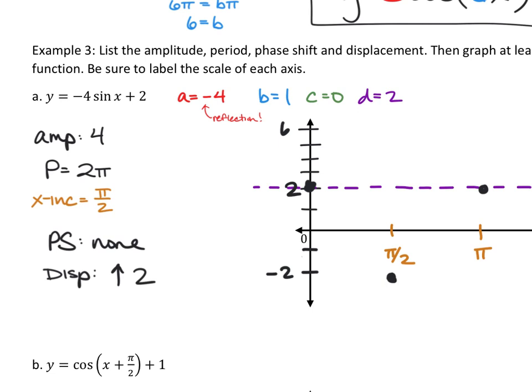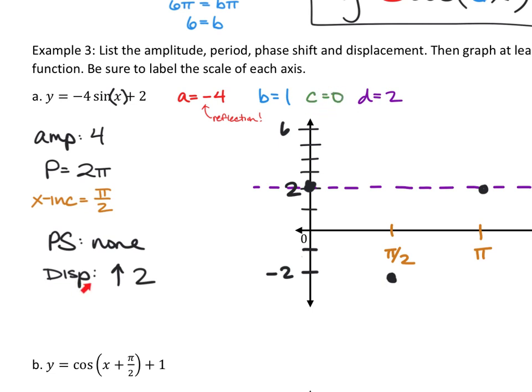This is why it would be helpful to have parentheses, because that's kind of confusing. If you truly had your parentheses around x, it would be very obvious that plus 2 was a displacement and not a phase shift, but that's why I put them. They're not technically necessary. My amplitude is 4. My period would be 2 pi divided by 1, so that's 2 pi. 2 pi divided by 4 for my x increment means that my tick marks are going to represent pi over 2's. There is no phase shift because the C value is 0.